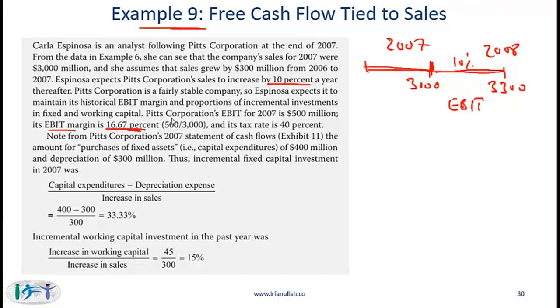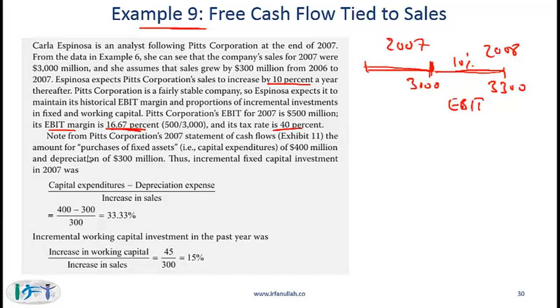Then we also know the tax rate so we can multiply EBIT by 1 minus T. That is easy. But the two main items that you are learning through this example are, number one, how to deal with the investment in fixed capital and how to deal with the investment in working capital. Let's start with fixed capital. We've already said that the investment in fixed capital is tied to the increase in sales. We are also given this information.